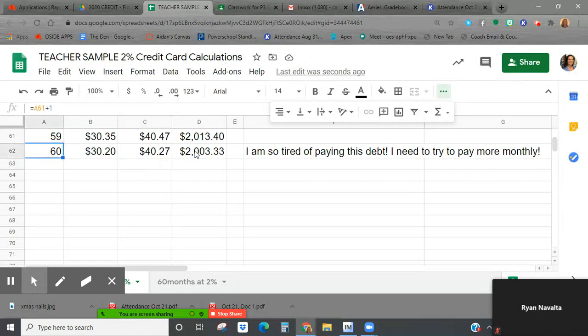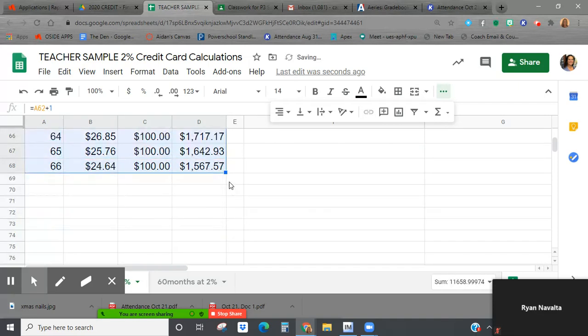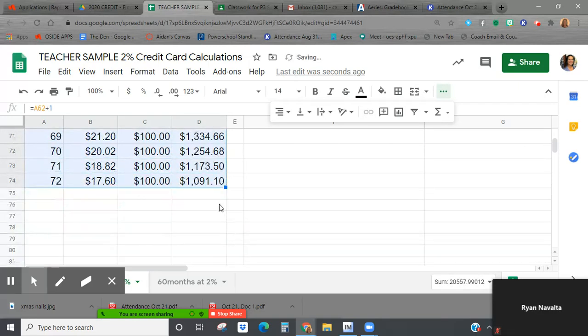So I asked you guys to grab this row and drag it down one more time. But instead of making the minimum payment, I asked you to change it to $100 flat. So in cell C63, we deleted the minimum payment and we put in $100. And then this is where we left off. I asked you guys to drag it down on Monday until it finally was paid off.